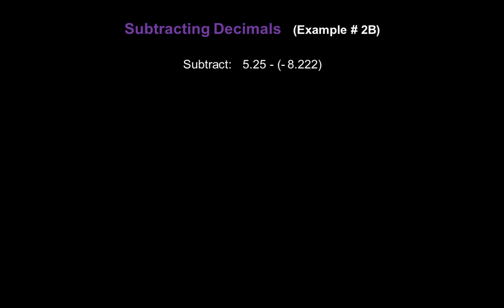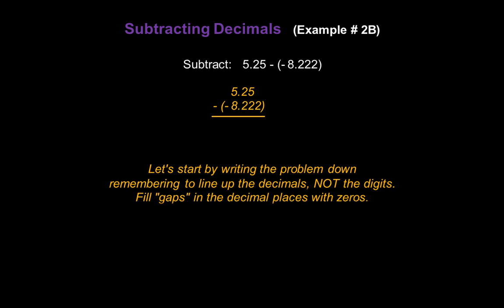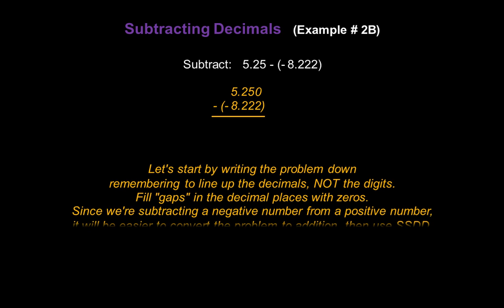Let's do another one. 5.25 minus a negative 8.222. Let's start by writing the problem down, remembering to line up the decimals, not the digits. So it should look like this. 5.25 minus a negative 8.222. Fill gaps in the decimal places with zeros. There's only one gap to put a 0 in. There we go. Now, since we're subtracting a negative number from a positive number, it'll be easier to convert the problem to addition. Then we can use SSDD.